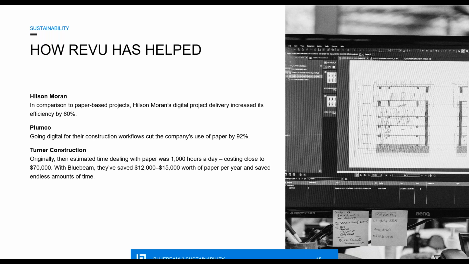Again, Plumco cut the company's use of paper by 92%. Huge. Customer quotes were received 75% faster, and Plumco themselves were saving 80% of the time and cost of quoting. So just quoting and bidding alone, being able to digitize that process, send things electronically, maybe even bring the customer into a virtual or digital meeting through some kind of collaborative environment, the bureaucracy savings alone were huge there.